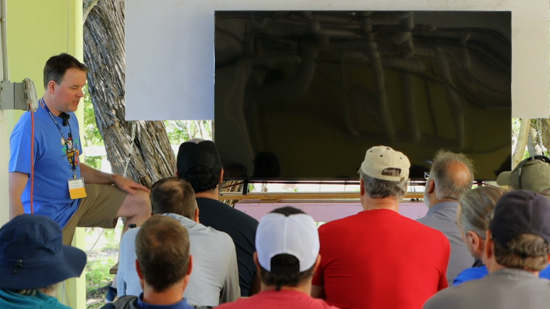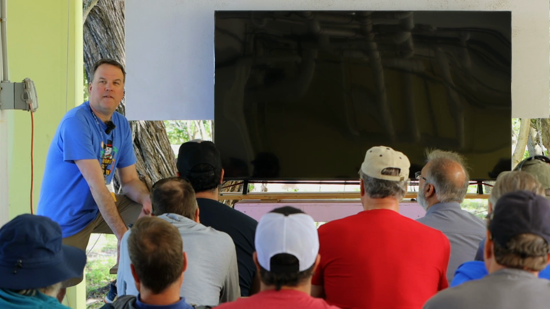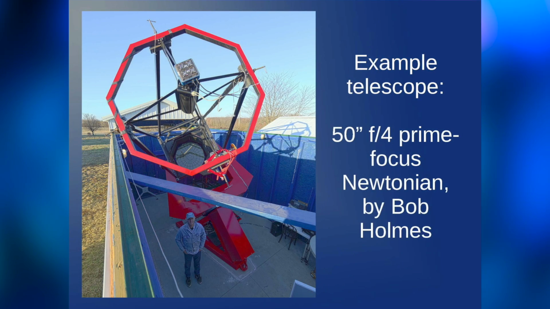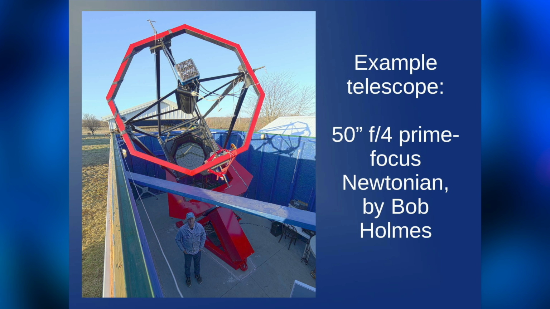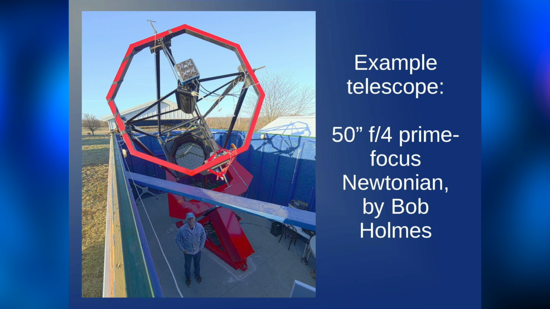What I'm showing, you can't see it, as I'm going to talk about a 50-inch f4 steel telescope that a friend of mine uses for asteroid position measurement. His name is Bob Holmes. He's done a ton of these measurements, tens and tens of thousands. So 50-inch f4 cellular mirror.